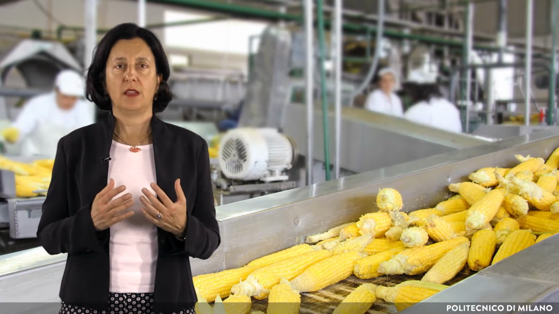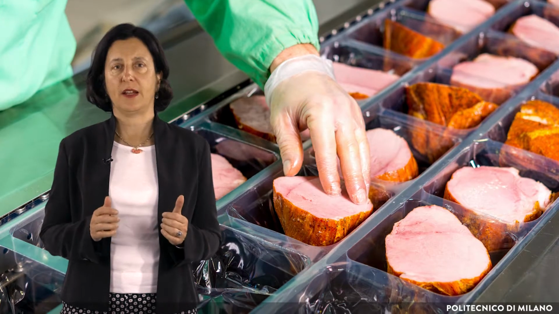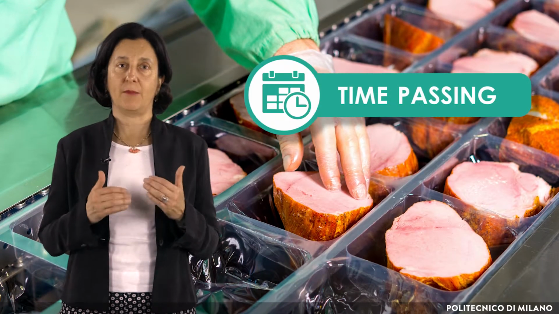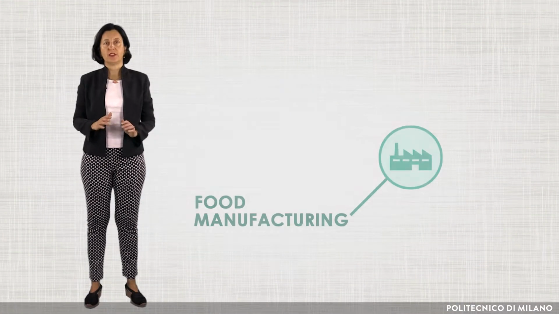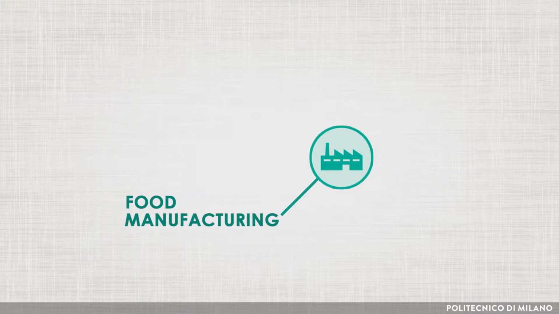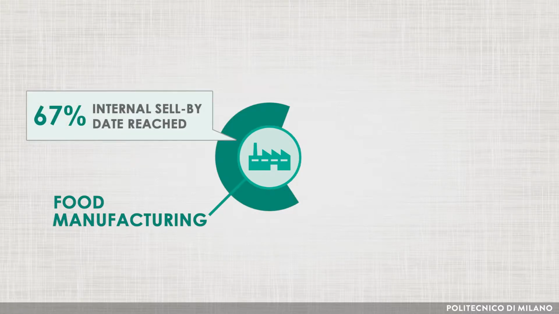However, on a daily basis, we observe sources of surplus food that are more operational in nature. They vary greatly across supply chain stages, but in most cases, they are related with time passing and compliance with standards. Now, let's see surplus sources in Italian food manufacturing. Here, the main issue is internal sell-by date, around 67% of surplus food volume, particularly when the product is fresh or perishable. Once the internal sell-by date is reached, food products can no longer be supplied to distributors because the residual shelf life is insufficient to sell the product.